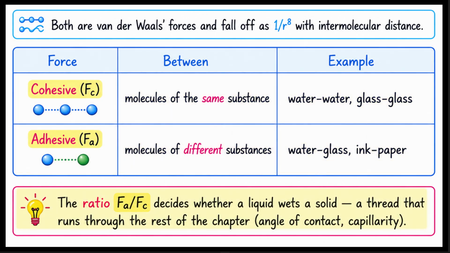Throughout this chapter, what really matters is the ratio of adhesive to cohesive force, F sub A over F sub C. That single ratio decides whether a liquid wets a solid, and it will come back to us in the next deck when we talk about the angle of contact and capillarity. Hold it in mind, it is a thread that runs through the rest of the chapter.